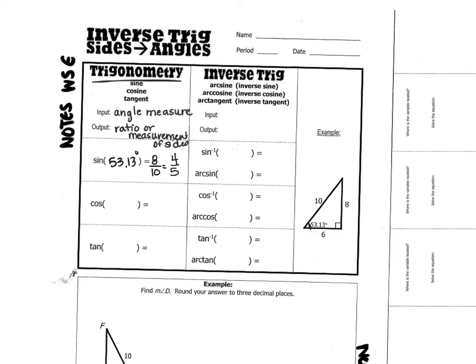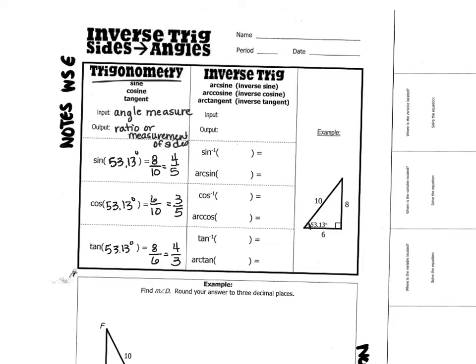So the sine of 53.13 degrees should equal 4/5. Likewise, I could do the cosine of that angle, 53.13 degrees, and cosine is going to be adjacent over hypotenuse, which is 3/5. So I'm really just saying what I know about this triangle. Tangent of that 53.13 degrees would be opposite 8 over adjacent 6, or 4/3.